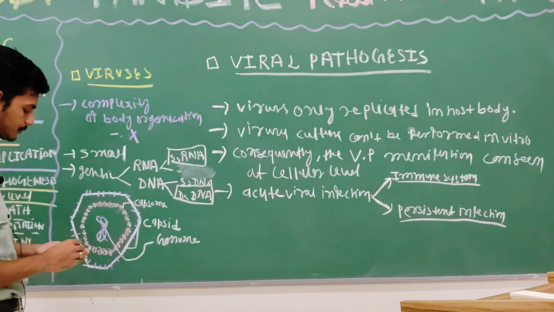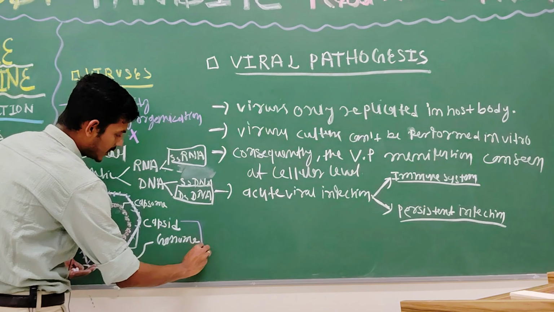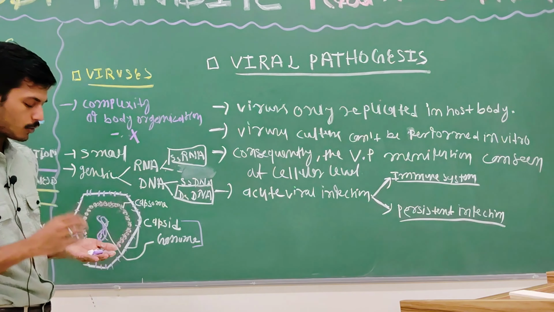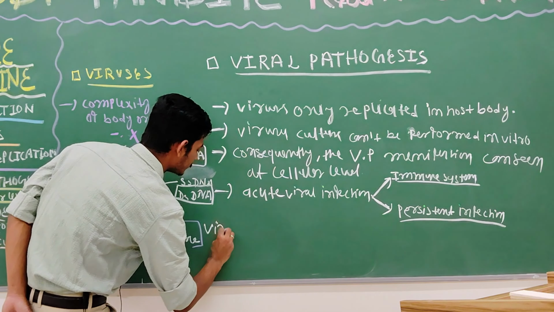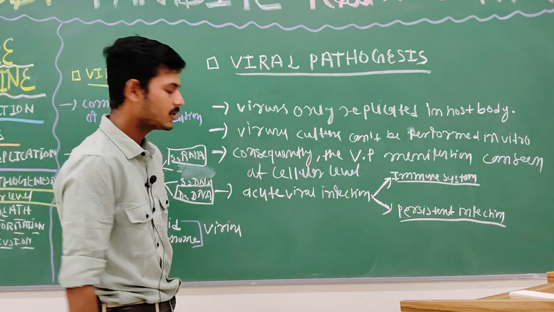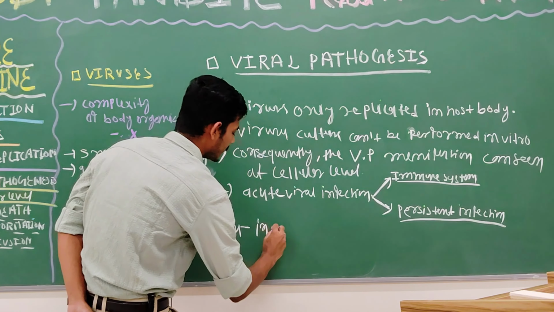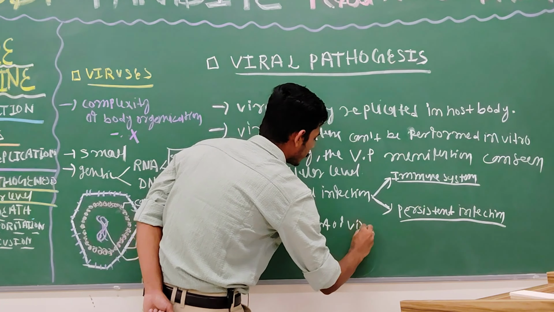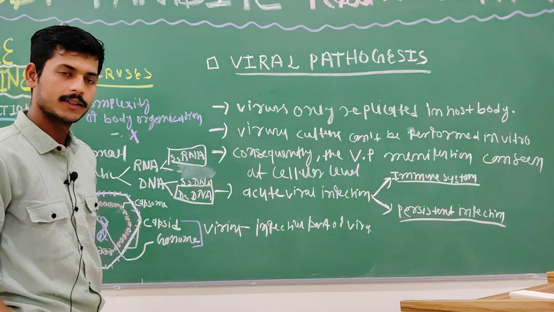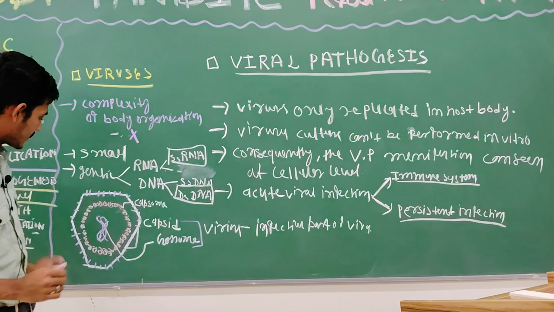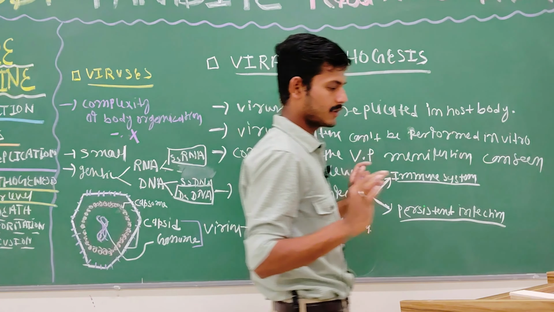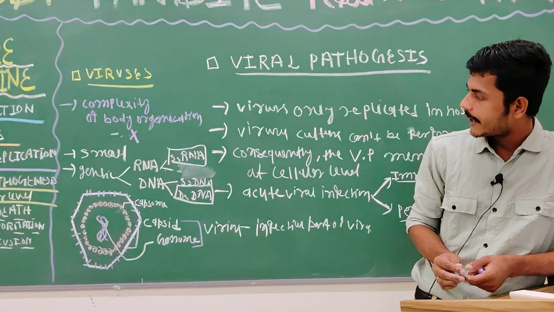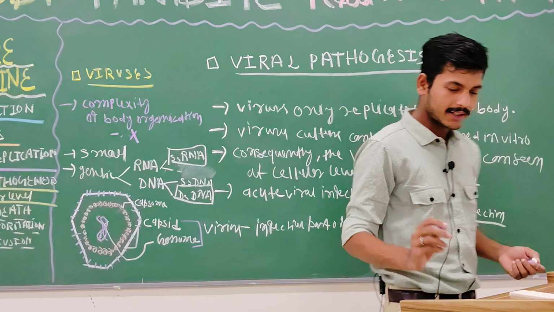Now, the capsid and genome together are the infectious part of a virus, so they are also called the virions. How do you define virions? A virion is the infectious part of a virus. Got the point? This type of virus is called an enveloped virus. Now let's summarize it once again and then we will move ahead.